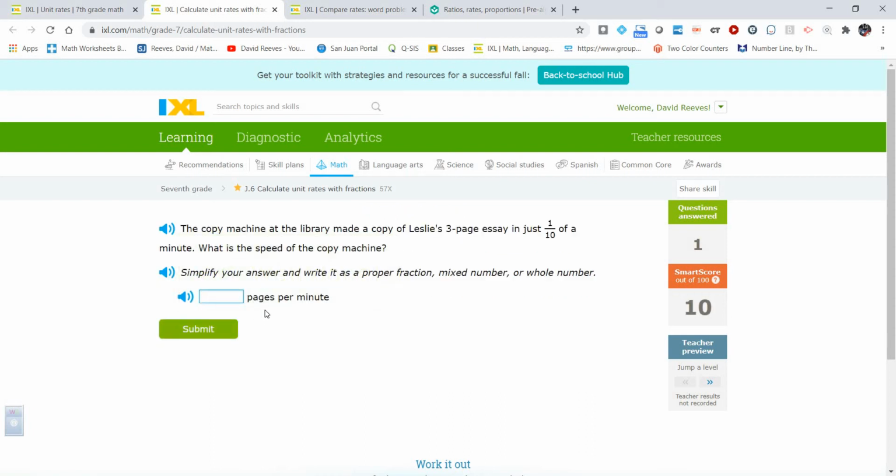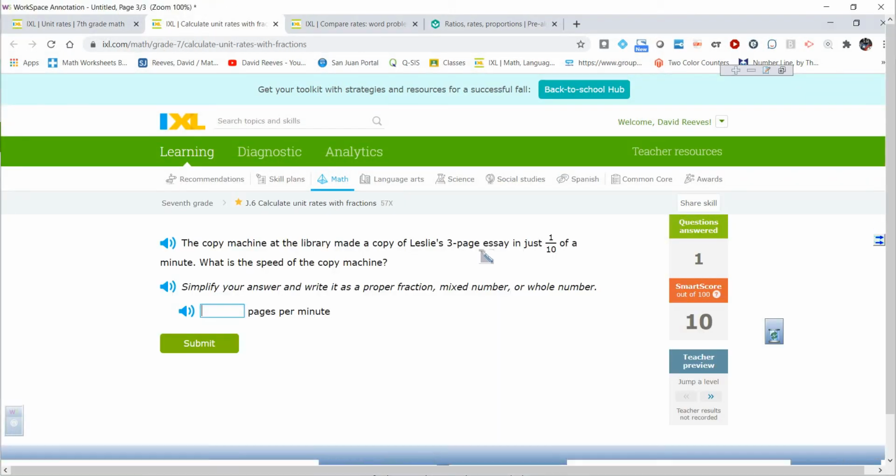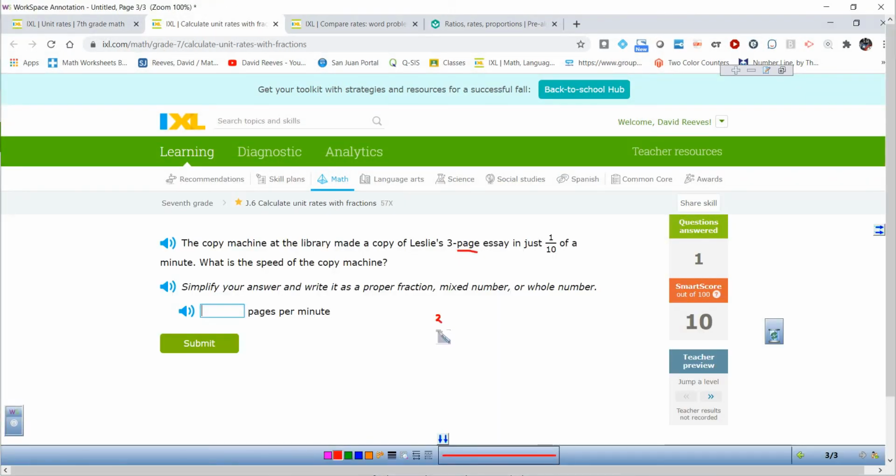Well done, Mr. Reeves. All right, the copy machine at the library made a copy of Leslie's 3-page essay in just 1/10 of a minute. All right, we want pages per minute. So here's our pages, 3. We're going to divide it by our minutes, which is 1/2. But 3 divided by 1/2 is the same as 3 times 2 over 1, right? And what do we get? 6 pages per minute.